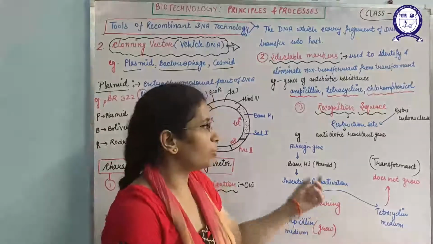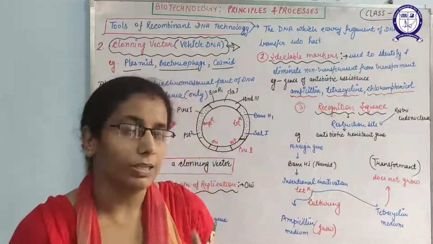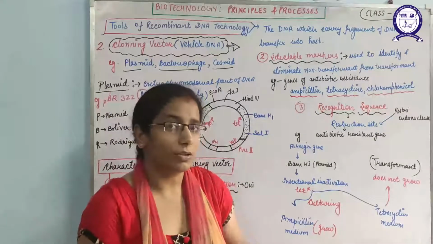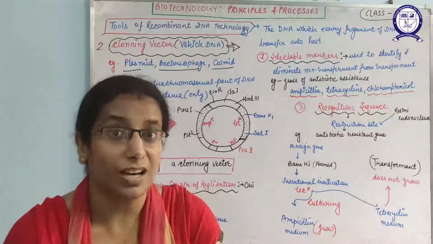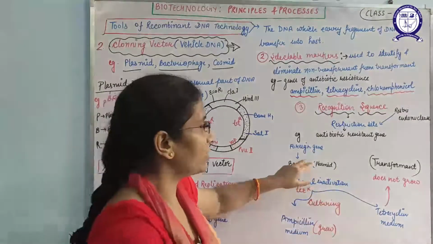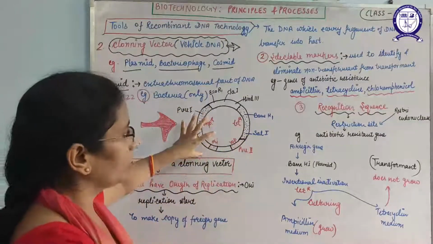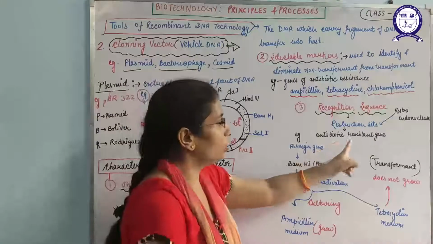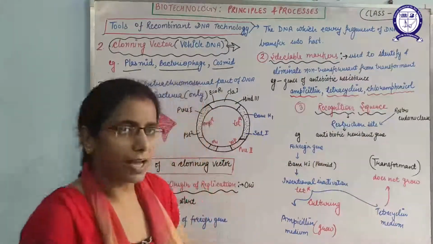Recognition sequence is also known as the restriction site. Yes, restriction site, you must keep in mind what a restriction site is. It is the site where a restriction endonuclease will make a cut. So in pBR322, if we take the example, we can use the antibiotic resistance gene as a restriction site.